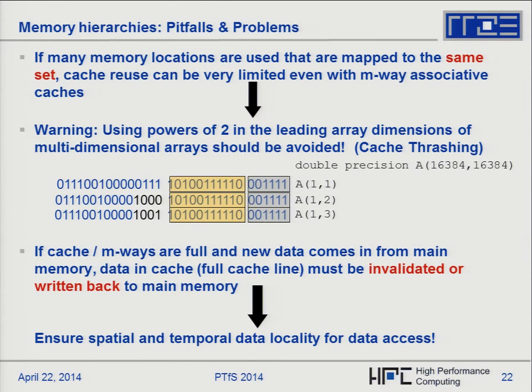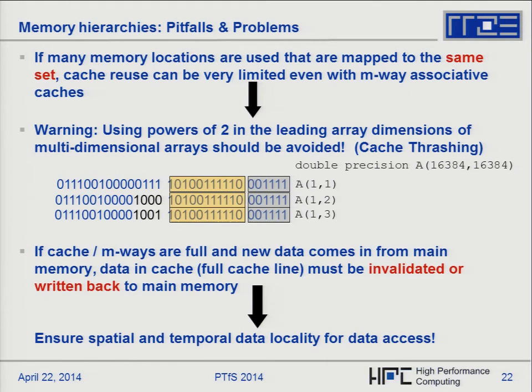Okay, so let's see this using an example. And here we see exactly what's been discussed before. If you have powers of 2 in leading array dimensions, so the first dimension in Fortran, the last dimension in C, and you access these arrays with multiple streams, then it may happen that thrashing occurs. So for example, we have a double precision array here, 16,384, so 16K squared. What really matters is the leading dimension, okay, the first dimension. The second one is not so important.